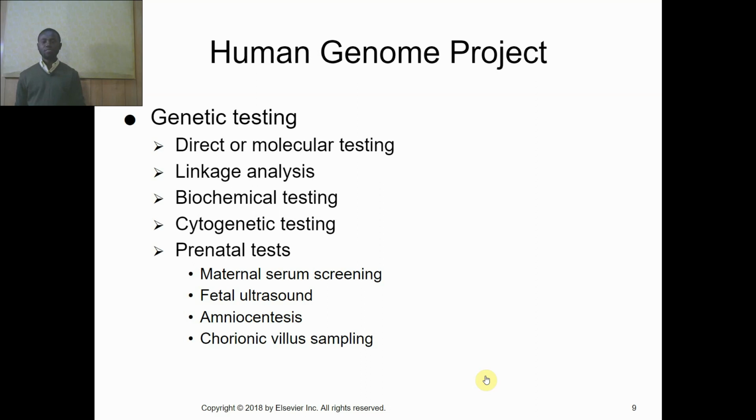There is also the fetal ultrasound, amniocentesis, and chorionic villus sampling that we will be talking about when we talk about pregnancy. So all these tests will help the nurses and providers to be able to come up with a plan of care which will benefit the client by limiting the effect of these genetic conditions.